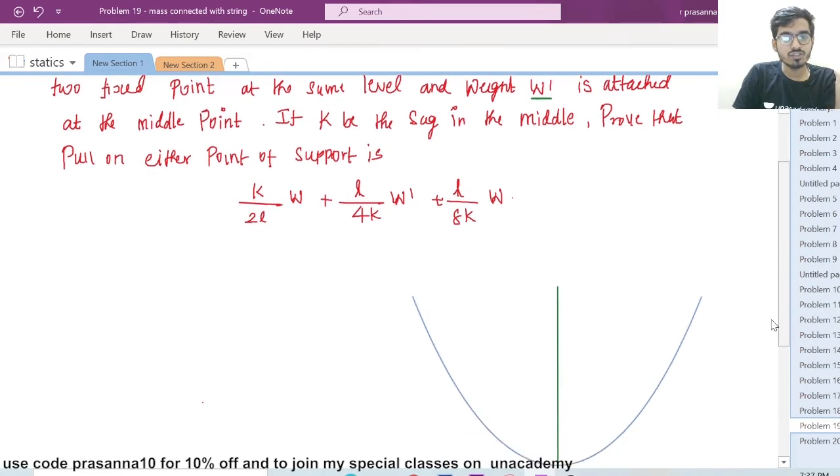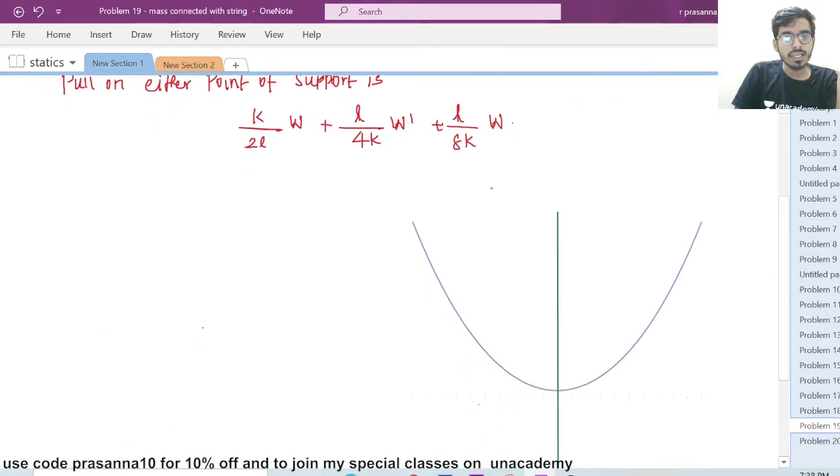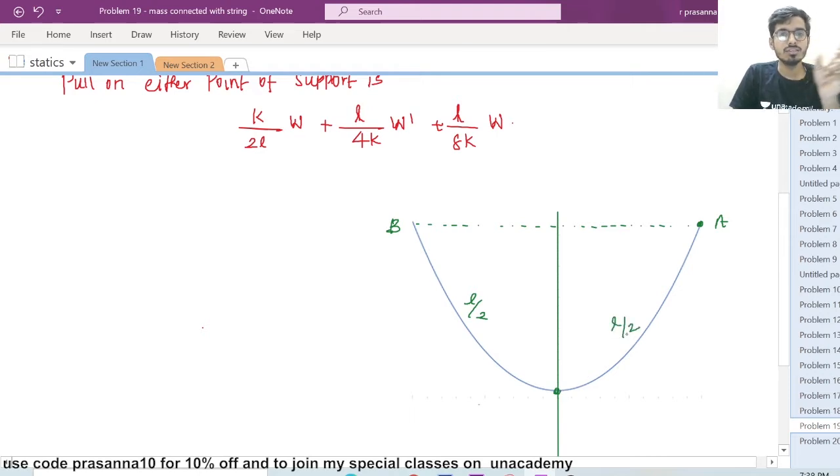The only thing here is, let me draw the diagram first. Here we have a uniform chain of length L. Let us call this point A and this point B. The length is L, so this length will be L by 2 up to this point, and this length will be L by 2. Because the overall length is 2L.